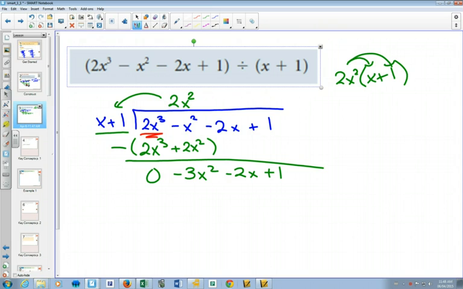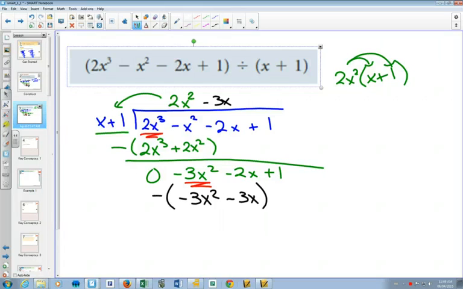Switch colors. Now our biggest term is a negative 3x squared. You just do the same thing over and over again. That in math is called an algorithm, because you just repeat things over and over again until you're done. So now with negative 3x squared, what would I have to multiply my x plus 1 by to get a negative 3x squared? I need a negative 3x. And when I distribute that, I'll get negative 3x squared. Negative 3x times positive 1 would be negative 3x.